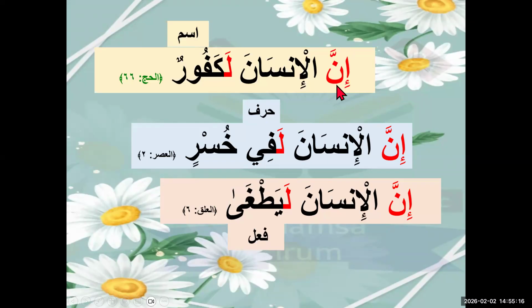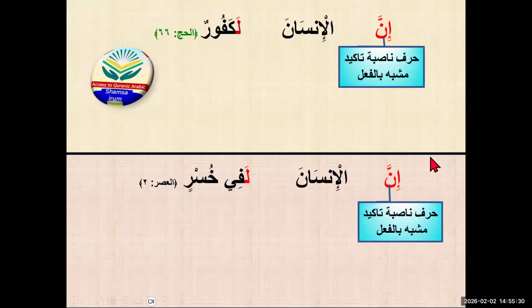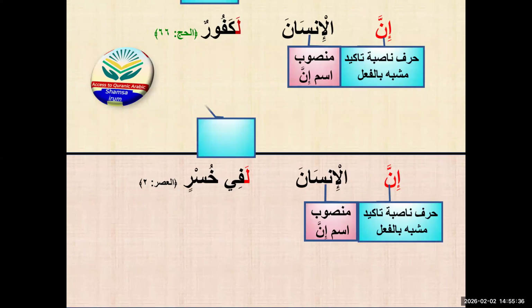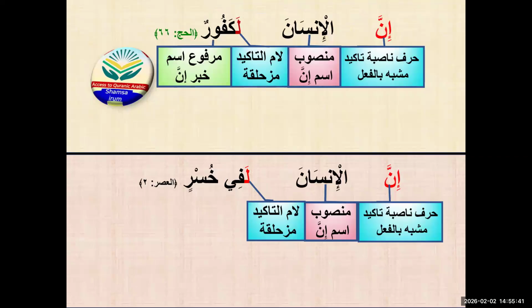And from these three ayat, I will move these two ayat into the next slide, and I will quickly emphasize these two ayat for you, inshallah ta'ala. Inna, both of them, harfu nasib, taqid mushabbah bil fi'l. Al insana, both are mansub, ismu inna. The lam is lamu taqid muzahlaqa, and kafurun is an ism, it is khabru inna. And fi khusrin, it means there is no actual khabar, there is no actual predicate, but this jar majrur will take the place of the khabar, it will take the place of the predicate.